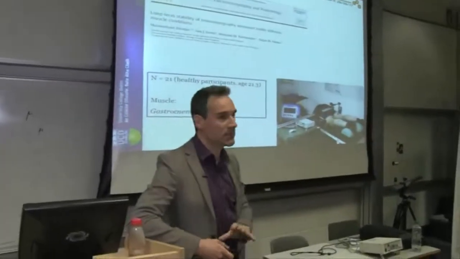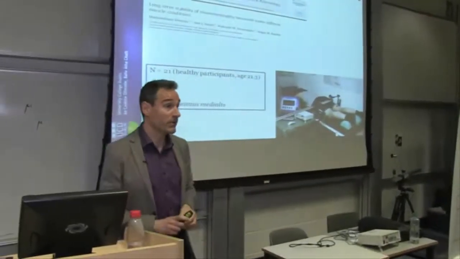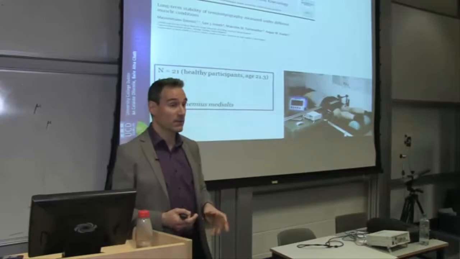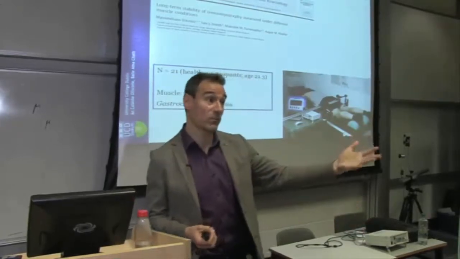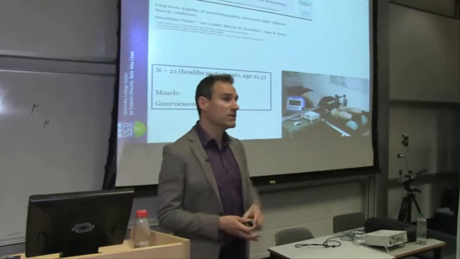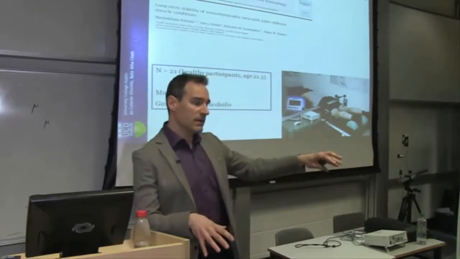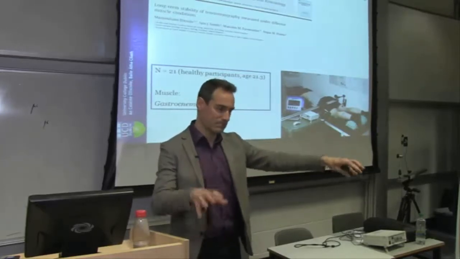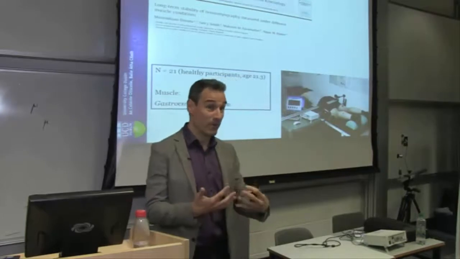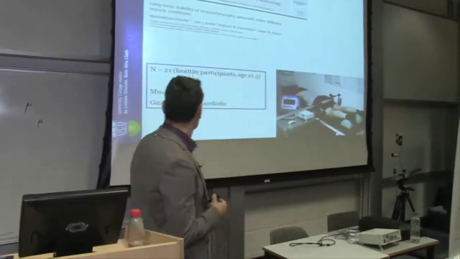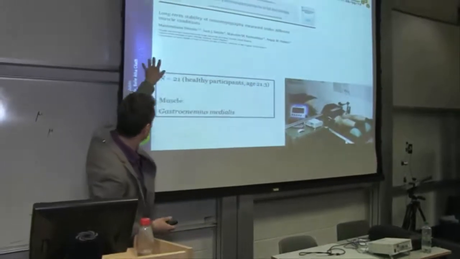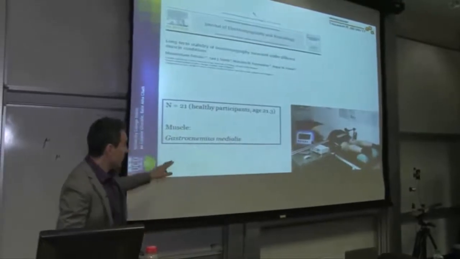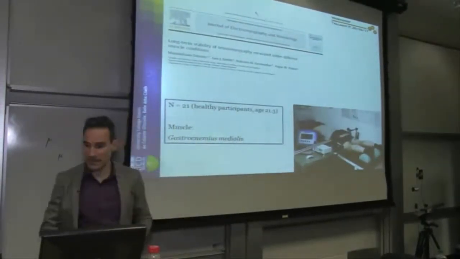Now, the reason for doing that is because of training studies, where you measure, say, today, and then you do a training intervention of several weeks, and then you measure again. So you want to see what's the level of stability when a long time goes by, after a number of weeks. What's the level of repeatability of those parameters? Well, this is what we did, and we did it under different muscle conditions, which I'll show you in a second. So 21 subjects. We looked at only one muscle, gastrocnemius medialis.